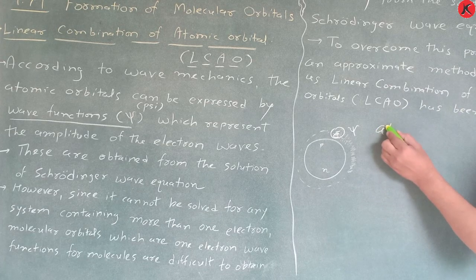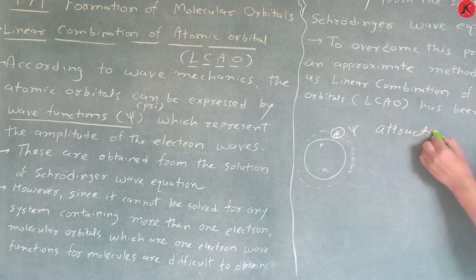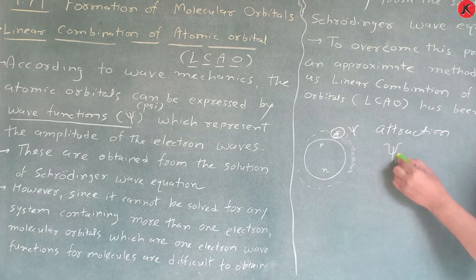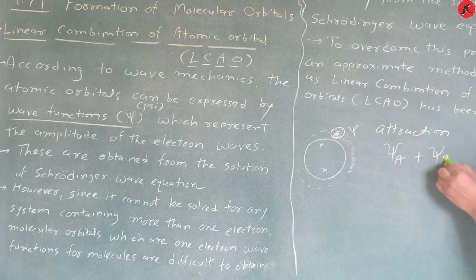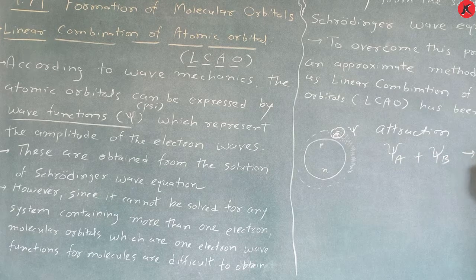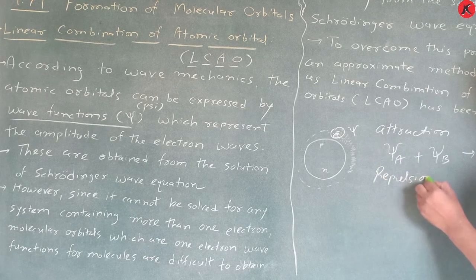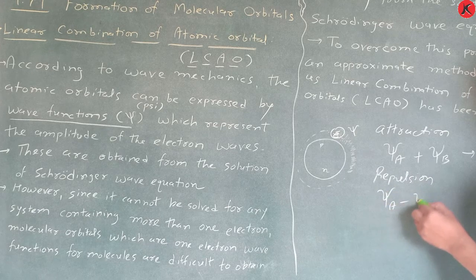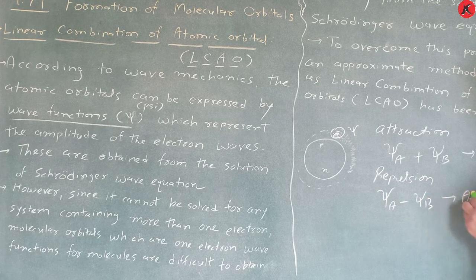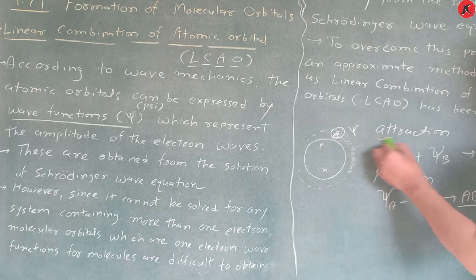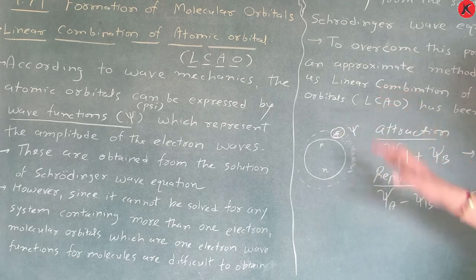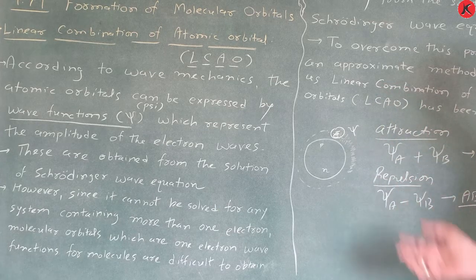So when attraction occurs, suppose psi A plus psi B is there, it forms BMO, bonding molecular orbital. And if repulsion occurs, at that time psi A minus psi B, that means ABMO, anti-bonding molecular orbital. Later on, we will explain this with the help of the H2 molecule.